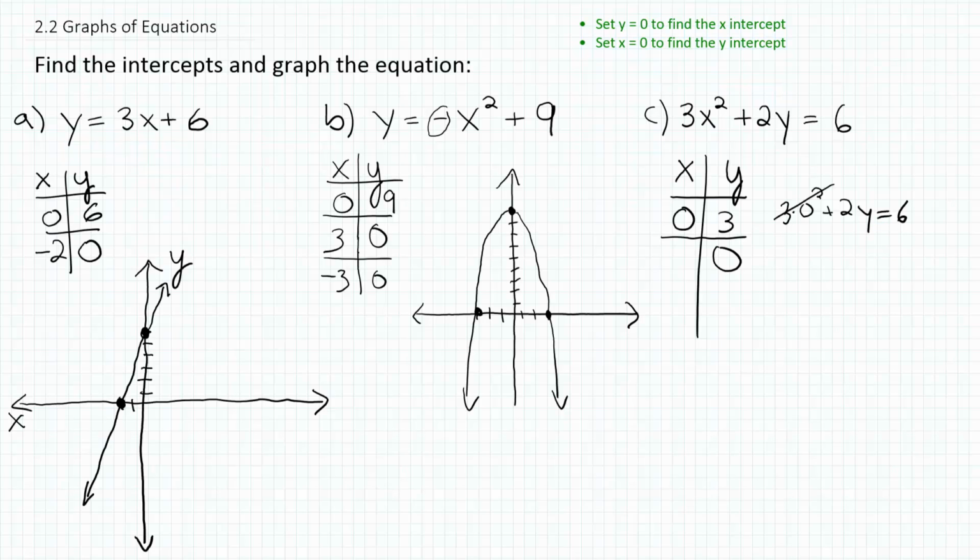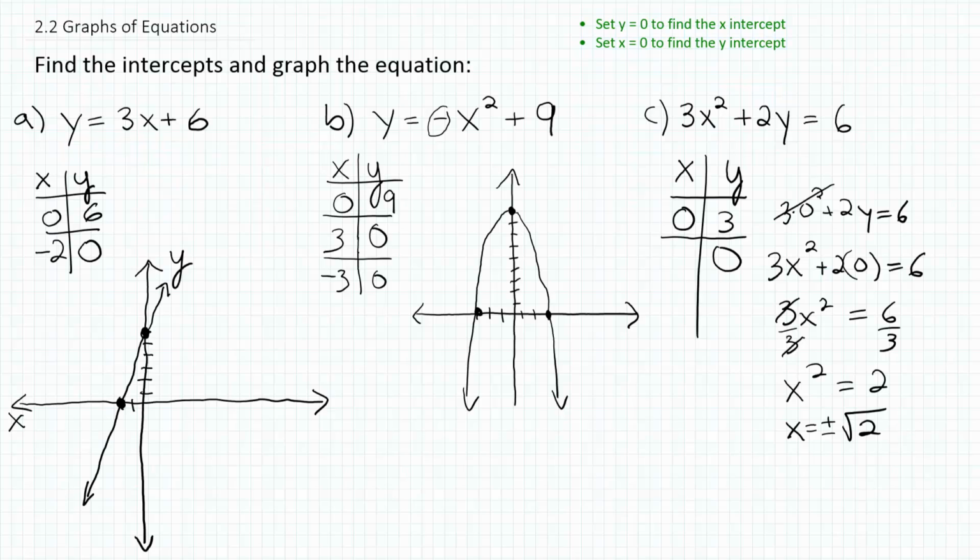When I let 0 be plugged in for y, I end up having 3x squared plus 2 times 0 is equal to 6. So of course that'll give you 3x squared is equal to 6. If you divide both sides by 3, you end up getting that x squared is equal to just 2. And then if you want to solve for x, you just do x is equal to plus or minus the square root of 2. So again, we get 2 answers. One where x is the square root of 2, and one where x is negative square root of 2. And remember, the square root of 2 is approximately 1.4, right? Just for graphing purposes, we want to have some idea of what that is.